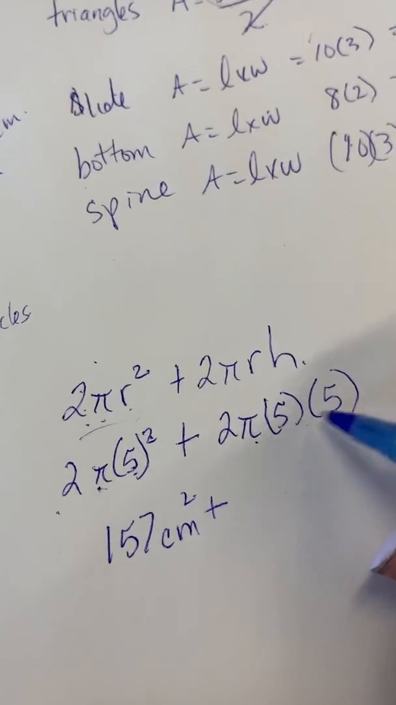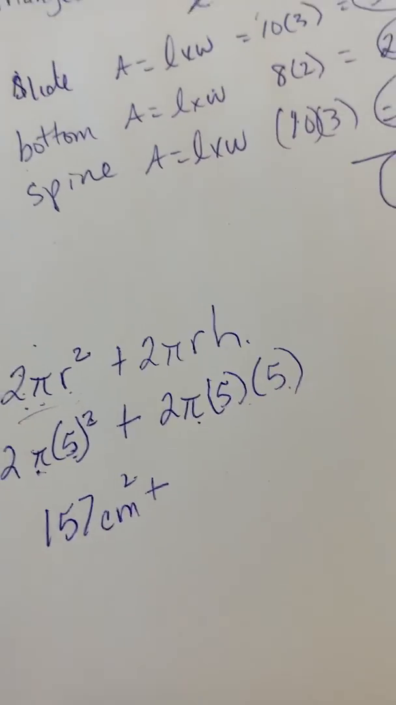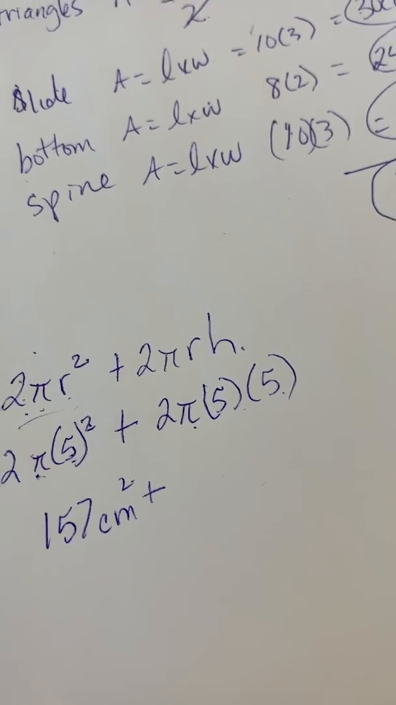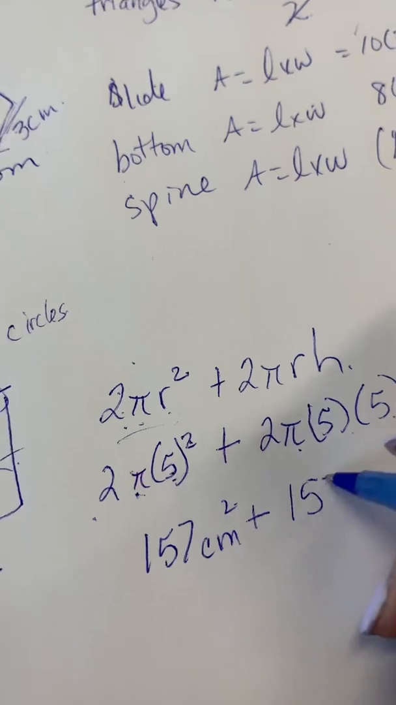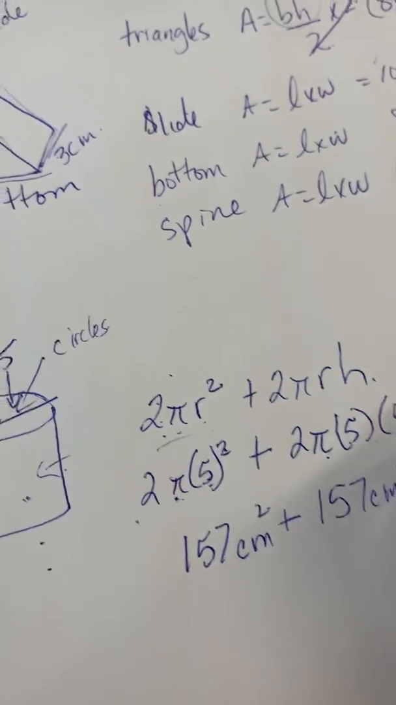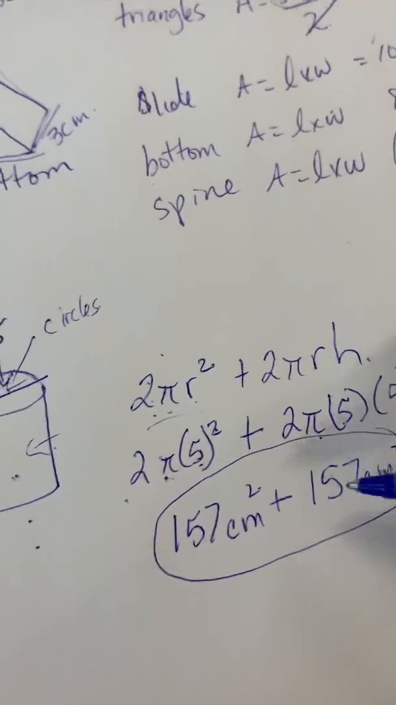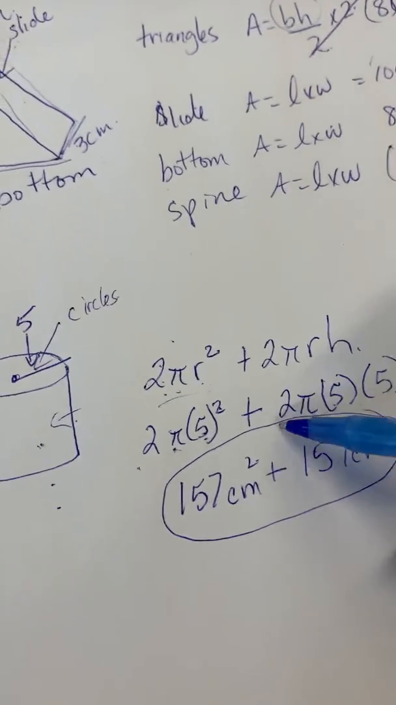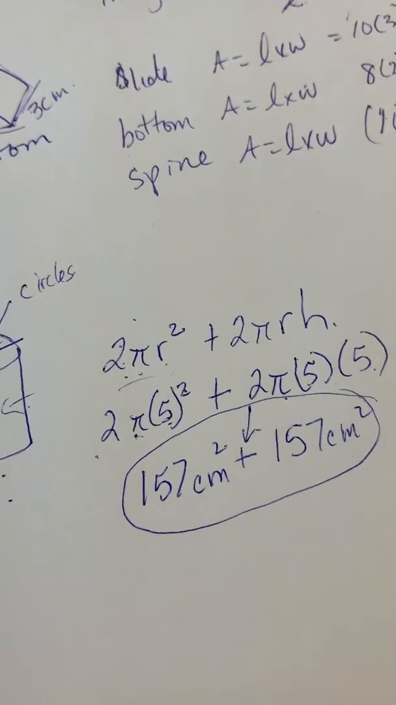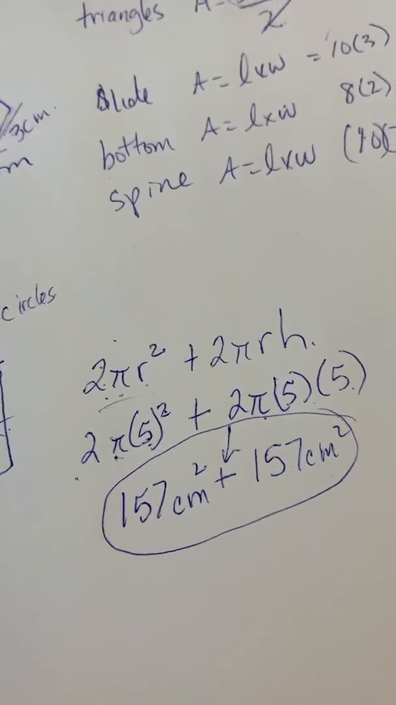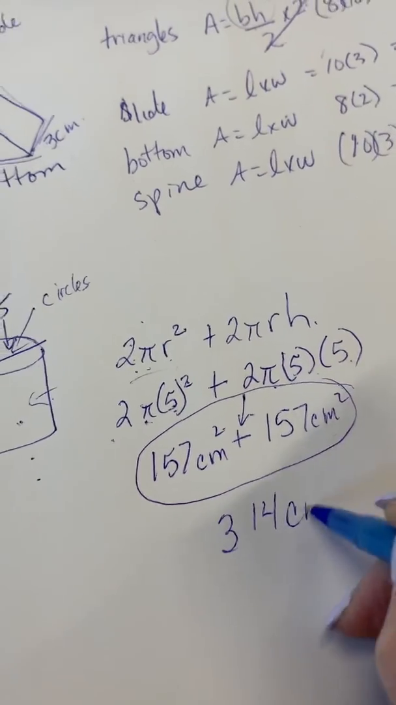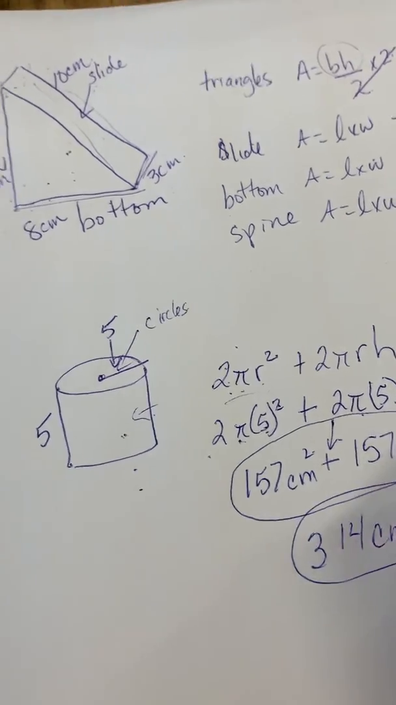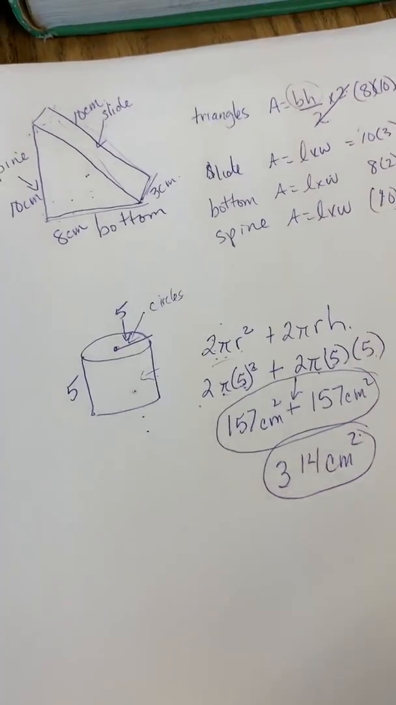2 times pi times 5 times 5. And lo and behold, it works out to be kind of the same thing because I use the same measurements. And now remember total surface area, and that's sometimes a little easier to see when we're talking about a cylinder because you actually have the plus sign sitting right in there. And when you add those two together, you get 314 centimeters squared. Okay, so that's your first lesson of the day.